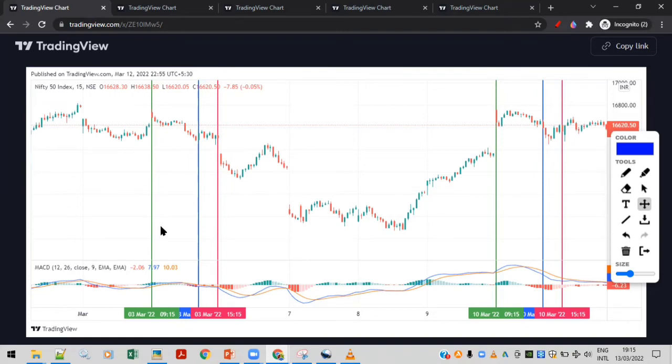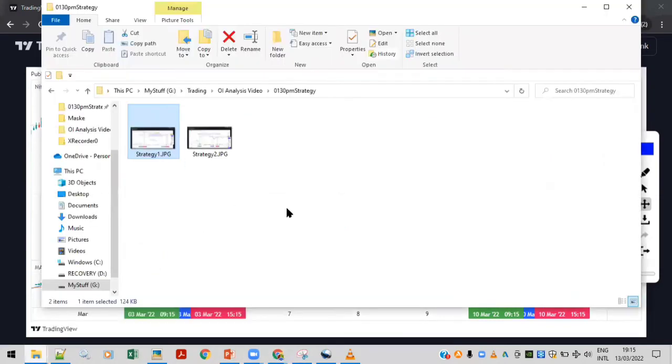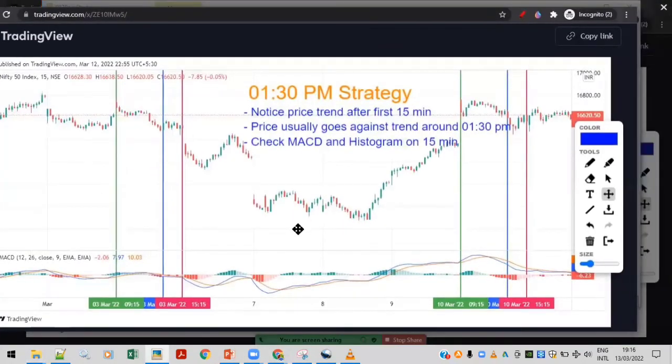So here we are going to discuss the 1:30 p.m. strategy. Let me open some screenshots that I have taken. The strategy is like this: notice the first 15-minute candle. On 3rd March, it was expiry day. 10th March, it was expiry day. The first 15-minute candle was red, and after the first 15-minute candle, the trend was downside.